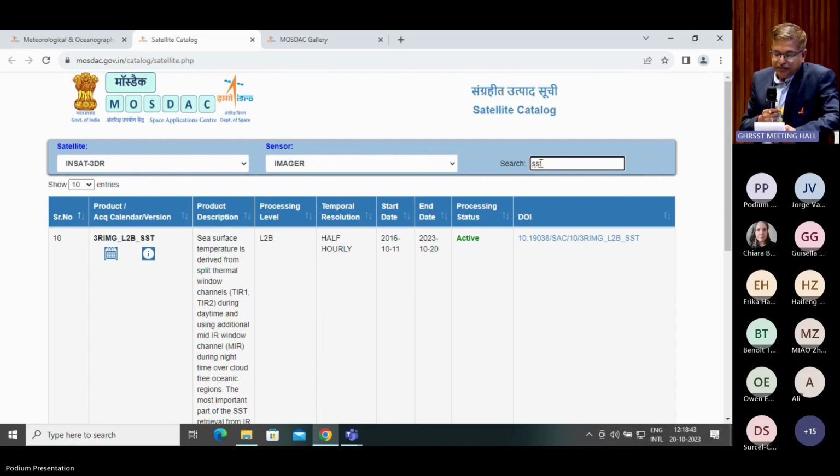Second thing is, at the resolution at which we are currently generating our products, 4 kilometer resolution, it may be possible for us to generate two products. One is the GDS 2.1 compliant product, and another is the operational product which we are generating.